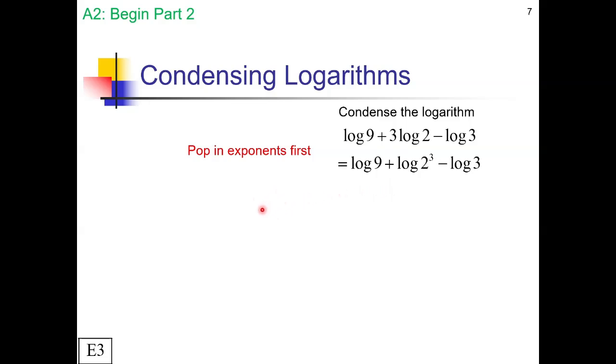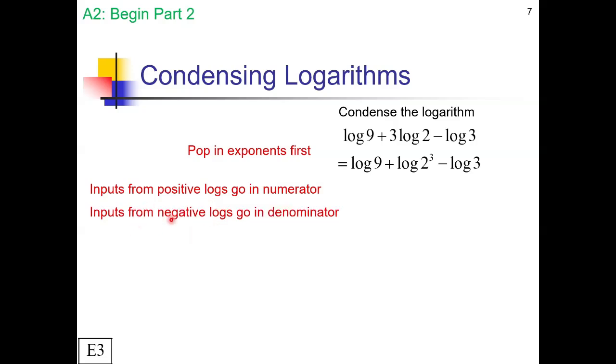So a little rule of thumb you can use is that inputs that have positive logs are going to end up in the numerator of whatever your condensed answer is, and inputs from negative logs are going to end up in the denominator since we have to divide when there's a negative log. So we're going to have a fraction. In the top of the fraction, we're going to have the 9 because that had a positive log. We're going to have times 2 to the third, which I can turn into 8 if I want, because that also had a positive logarithm. And now this subtraction, remember, turns into division, so we end up with a 3 in the denominator.